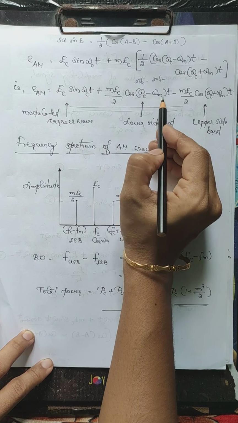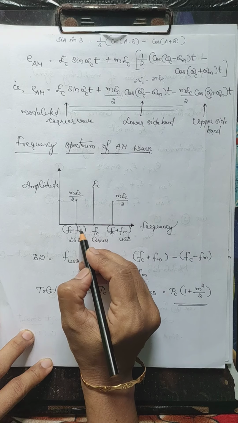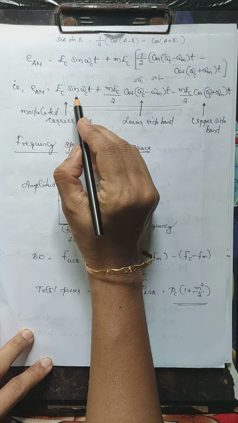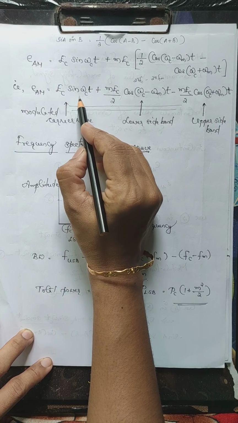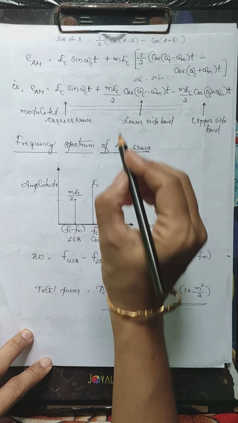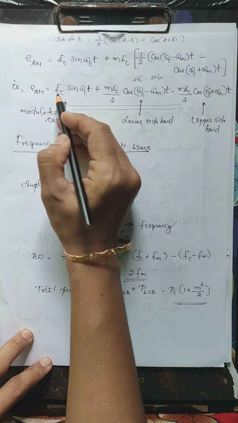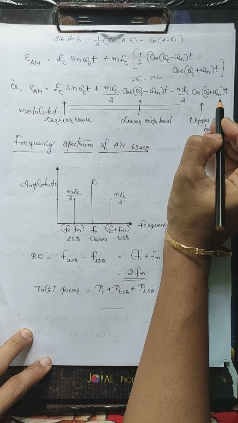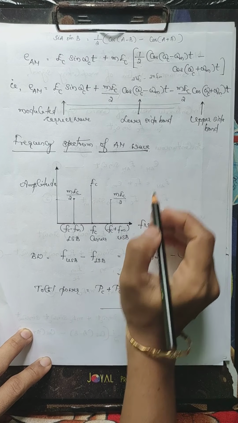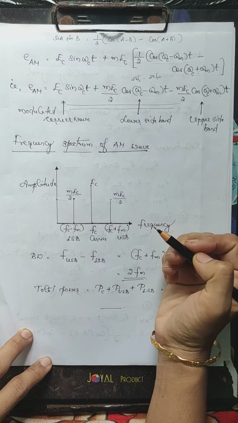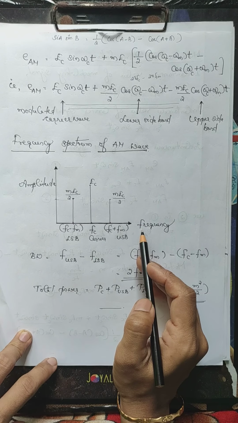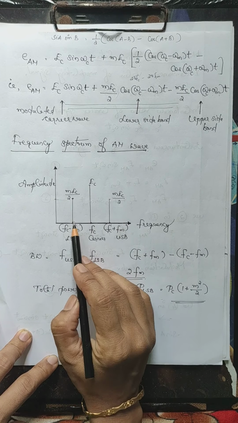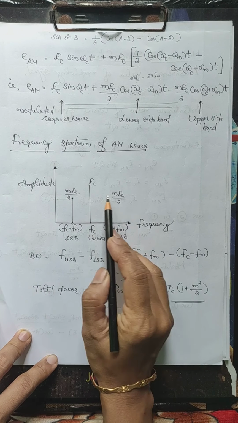So the lower frequency component has a frequency fc minus fm and an amplitude of MEC divided by 2. The next higher component is the carrier wave, which has a frequency omega c or fc, and its amplitude is EC. The other component has a higher frequency, omega c plus omega m, or Fc plus Fm. Its amplitude is MEC divided by 2. So this is the frequency spectrum of the amplitude modulated wave, the plot showing all the frequency components with their amplitudes.